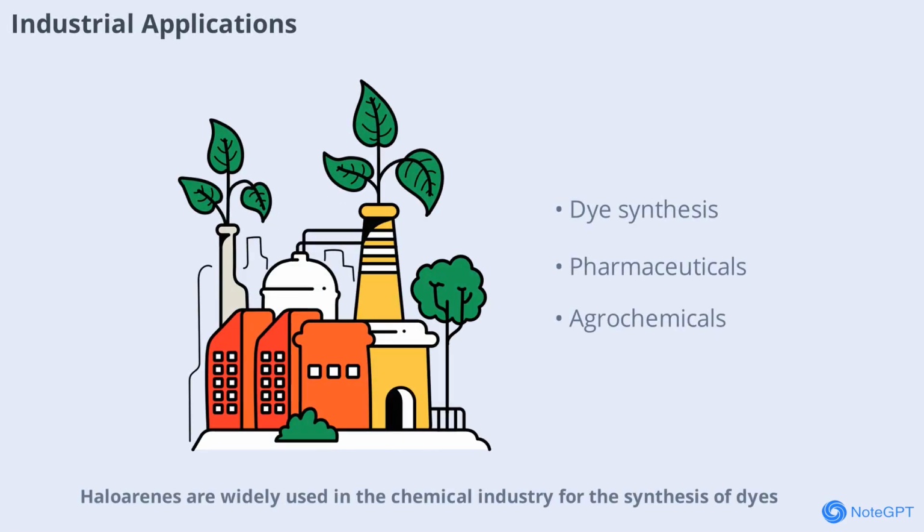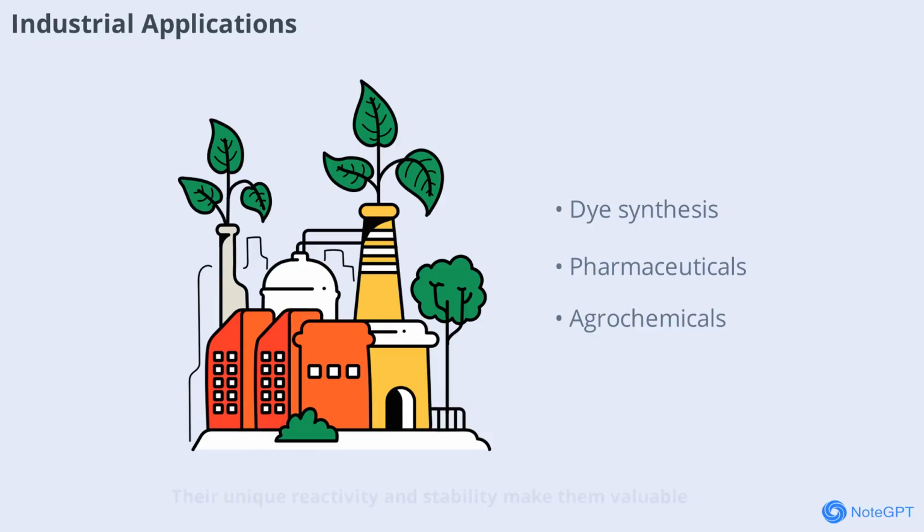Haloarenes are widely used in the chemical industry for the synthesis of dyes, pharmaceuticals, agrochemicals, and polymers. Their unique reactivity and stability make them valuable intermediates in the production of various commercial products. For example, chlorobenzene is used to manufacture phenol, aniline, and pesticides. The versatility of haloarenes underpins their importance in modern industry.